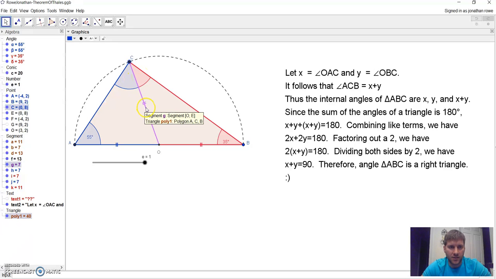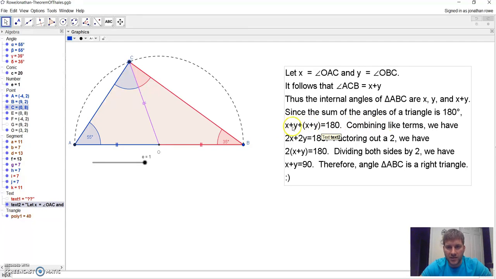If we believe that the two angles formed by the congruent sides of an isosceles triangle are congruent to one another, then that's all we need. That's the key. So then we can say that the internal angles of triangle ABC would simply be x, that's this one, y, that's this one, and x plus y, which is the sum of these two, which make up this angle. And since the sum of the angles of a triangle is 180 degrees, then x plus y plus (x plus y), that's the three internal angles, has to equal 180 degrees.